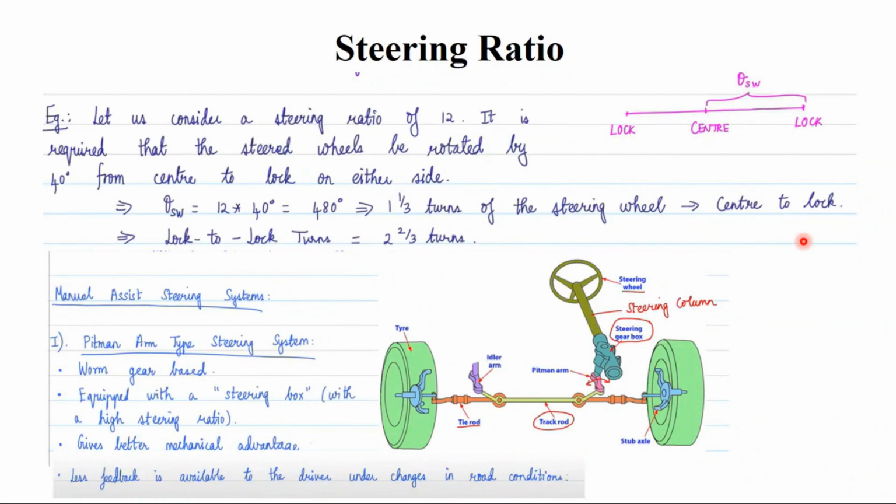So now let us see the different types of steering system. The first one is the manual assist steering system. The important thing here is the Pitman arm steering system.